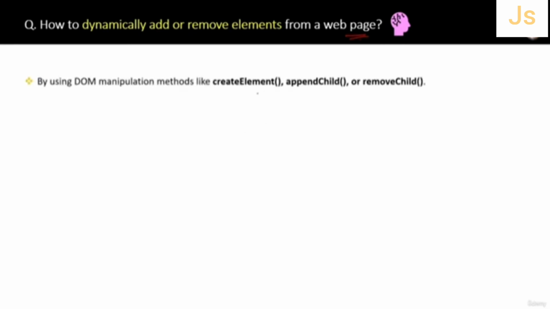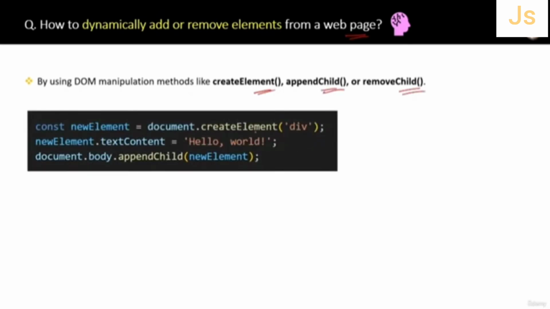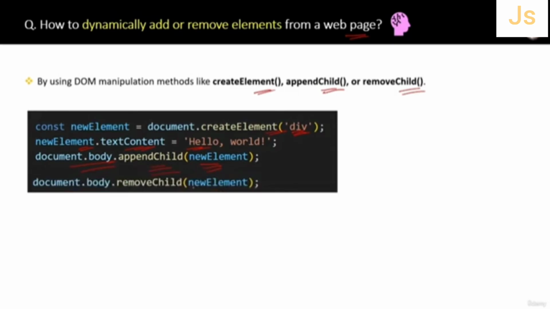That's it. How to dynamically add or remove elements from a web page? The answer is by using the DOM manipulation methods like createElement, appendChild, or removeChild. For example, in this code, we first create a new div element by using the createElement method. Then we are assigning the text content of the div element to hello world. Finally, when the element is ready, we add this new element to the DOM by using what? The appendChild method of the DOM body. Okay, that was for adding a new element.